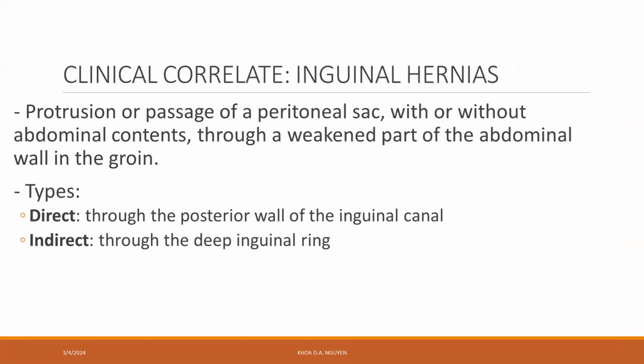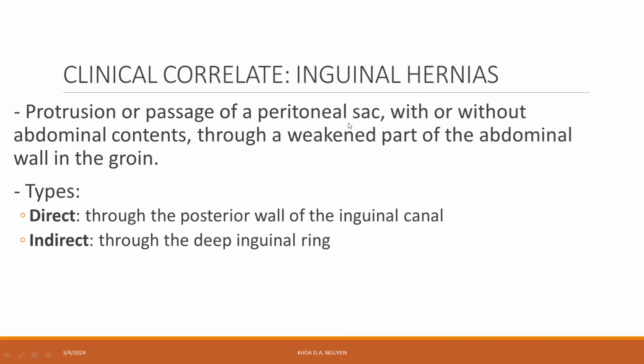Okay. All right, and now let's talk about some clinical correlate, and we are going to talk about the inguinal hernias. Okay, now what are inguinal hernias? Inguinal hernias are protrusions or passage of a peritoneal sac. And this peritoneal sac can contain abdominal contents or no. Usually, if there is abdominal content within this peritoneal sac, it's going to be loops of bowel, okay? Like, for example, the small intestine. The loops of the small intestine can fit through this peritoneal sac, okay?